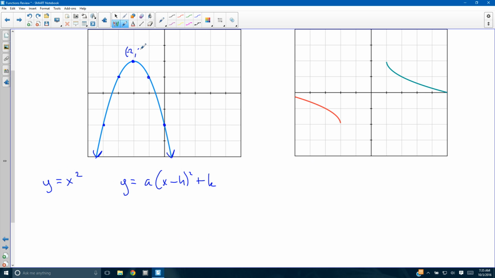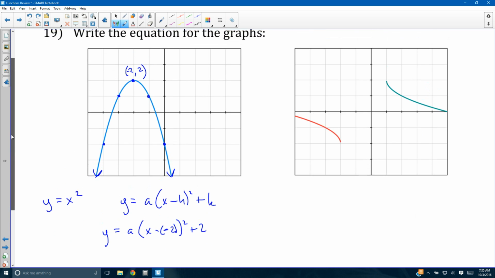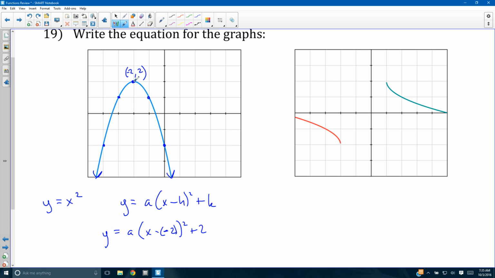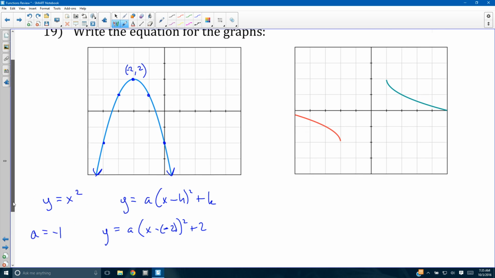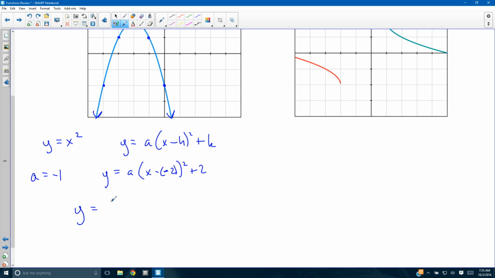H and k refers to the vertex point right here. That's -2 comma +2. So far we know this should say y equals a times x minus -2 quantity squared plus 2. Also, this thing's flipped over, so you know that your a value is negative. This one goes over 1, down 1, over 2, down 4, possibly over 3, down 9. I think we can assume that. This stretch factor is -1 here. It's not taller or shorter than just going x squared. Over 1 up 1, over 2 up 4, over 3 up 9. So the a value is -1, so your final equation based on this is y equals -1 times x plus 2 quantity squared plus 2.